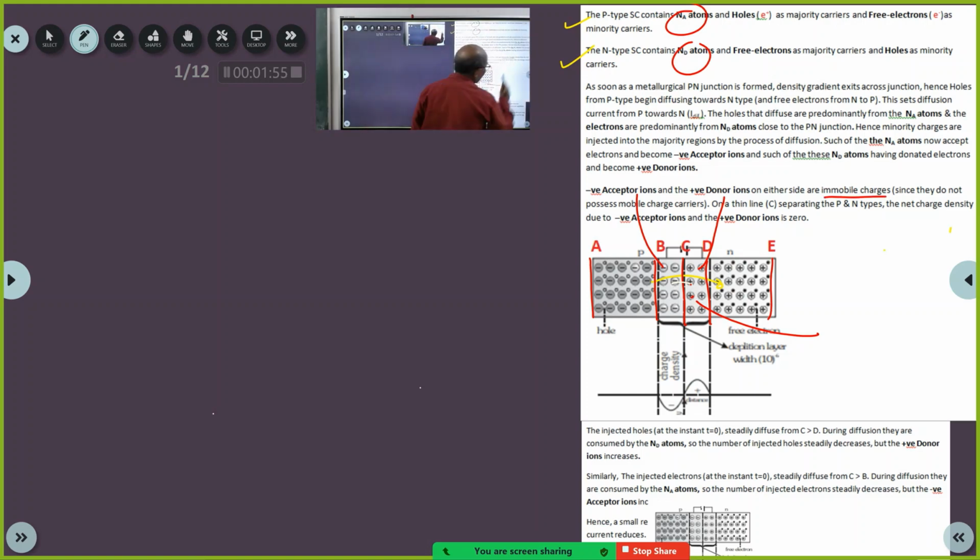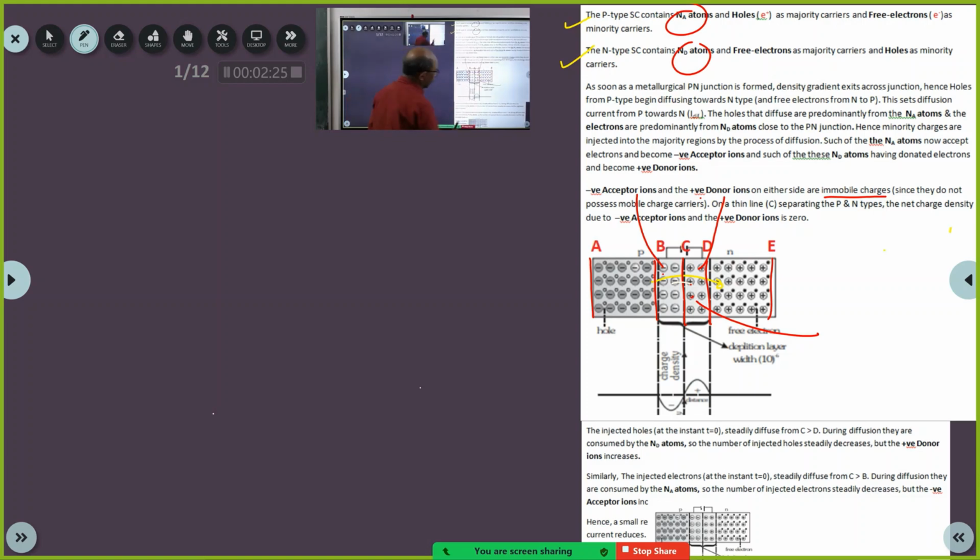And since now they do not have free charges, whatever charges are there are bound. Therefore they become immobile charge carriers, but they will contain charge. What I mean is, this positive donor ion has given out an electron, so now it has become a positive ion, and this has become a negative ion, and they are immobile charges. That is most important.